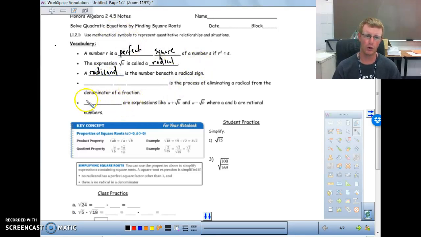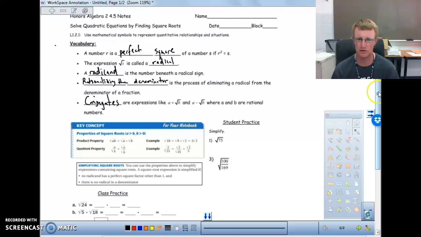Also we are going to learn, and we've talked about before, that you're not allowed to have a square root in the denominator of a fraction. That is called rationalizing the denominator. And then the last thing we're talking about is when we have to eliminate square roots and we have a plus or minus sign in between a number and a square root, we call those conjugates. And you'll see how to use those in a little bit.